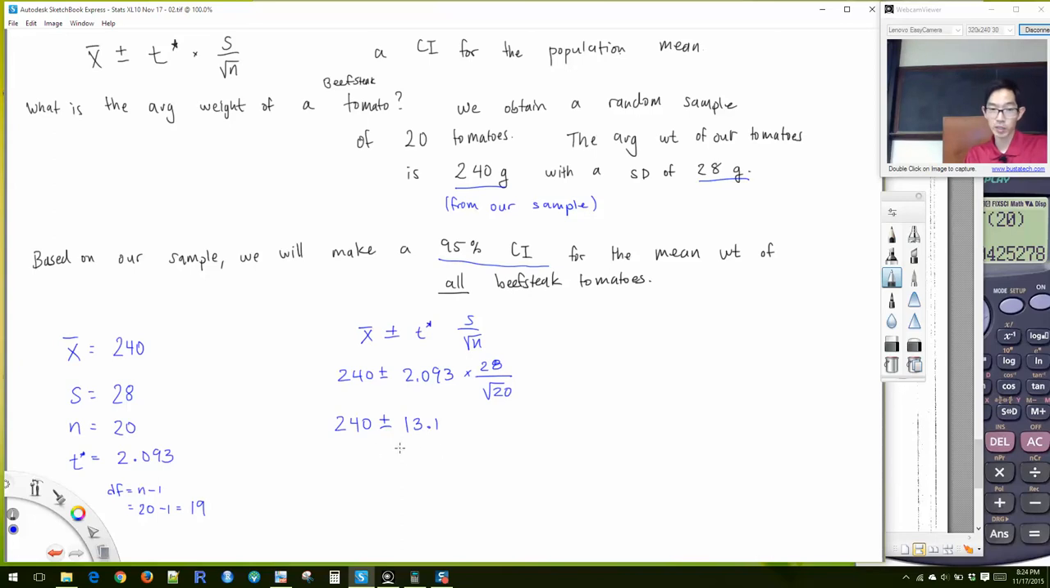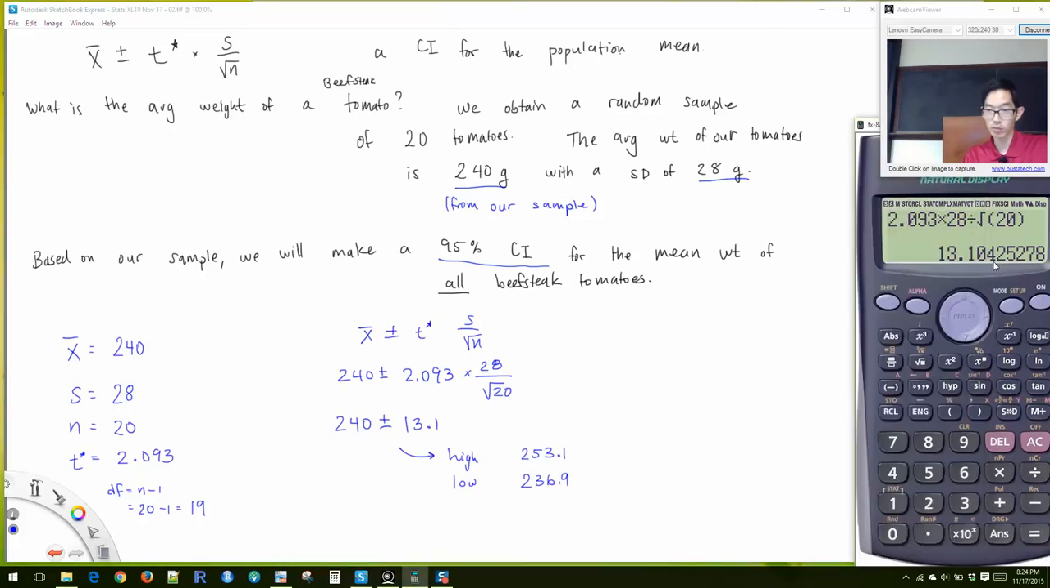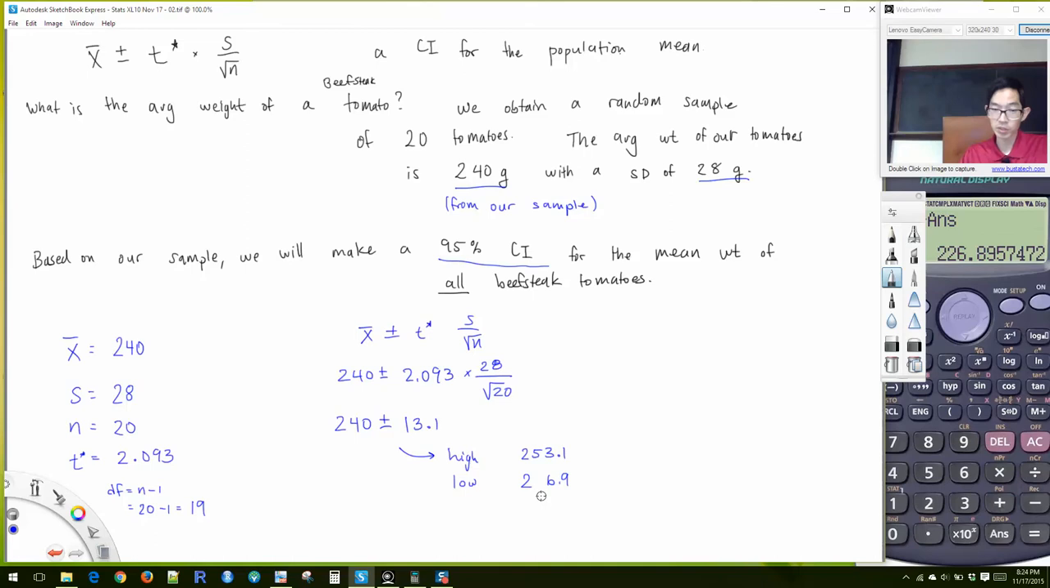So I create my confidence interval, and on the high side, 240 plus 13.1 gives me 253.1, and on the low end, 240 minus 13.1 gives me 236.9, I believe. I'm sorry, 226.9, not 236. 226.9. Okay, are we okay with getting our high and low ends of our confidence interval?